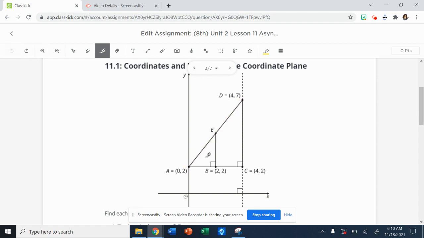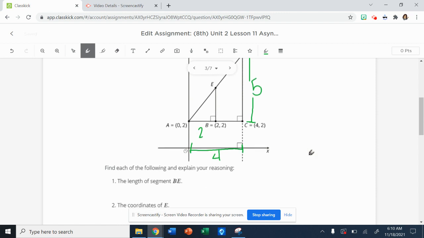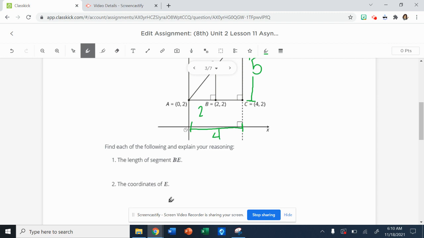So I know that the length of AB, for example, is 2 units, because the distance between 0, 2 and 2, 2 is 2. And I know that the length of AC, so from here to here, is 4 units. And so right away I can tell what my scale factor is, right? My scale factor is 2, because AB to AC doubled. From C to D is 5 units. And so that should tell you what you need to know now to find EB. So go ahead and pause this video and try to answer questions 1 and 2.